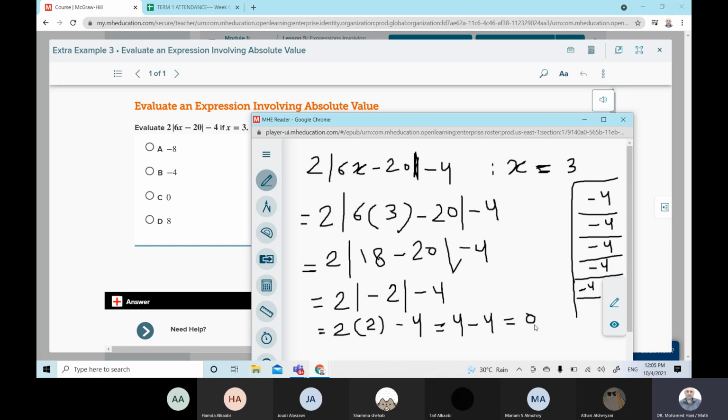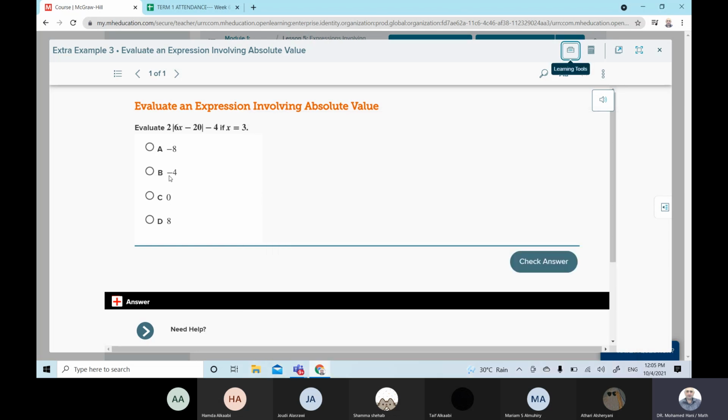So the right answer will be what? It will be 0. Let us check. You said minus 4. If I choose minus 4, I will get it wrong. So the right answer will be 0. Okay, great for all, no problem. Right. I have this example now.